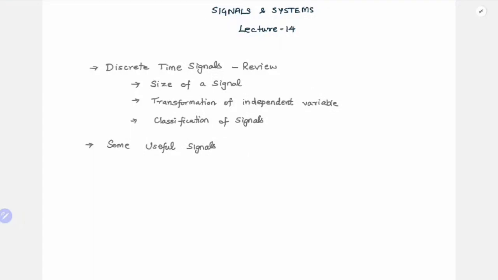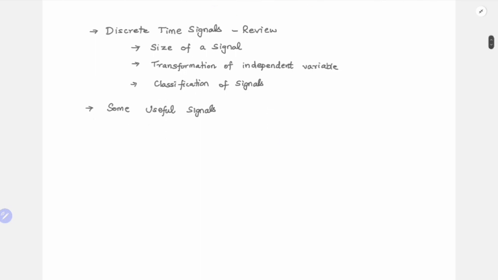This is lecture 14 of the lecture series Signals and Systems. In this video, we will be starting with discrete time signals. So firstly, we will review some of the basic concepts which we discussed in lecture 1, such as the size of a signal, transformation of independent variable, classification of signal, and finally we will see some useful discrete time signals. So let's get started.